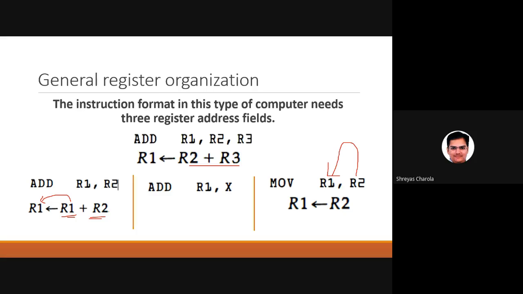Very good. The data from the memory location will be added with R1 and the data will go to R2. Okay, so very good. So this is how we can write the instructions if we have a general register organization architecture.